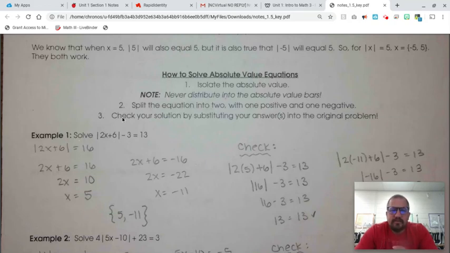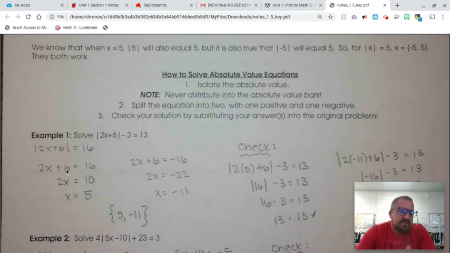At that point, we have done step 1, which says to isolate the absolute value. We never distribute a number into the absolute value. What's in the absolute value bars always stays there. So now we move to step 2, which is split the equation into 2. One positive and one negative. And what that means is what it's equal to, one is going to be positive, one's going to be negative.